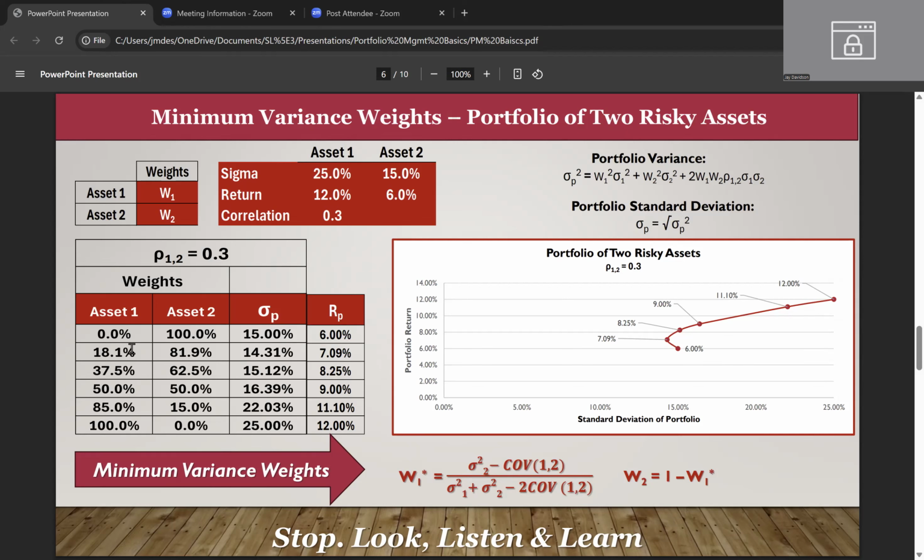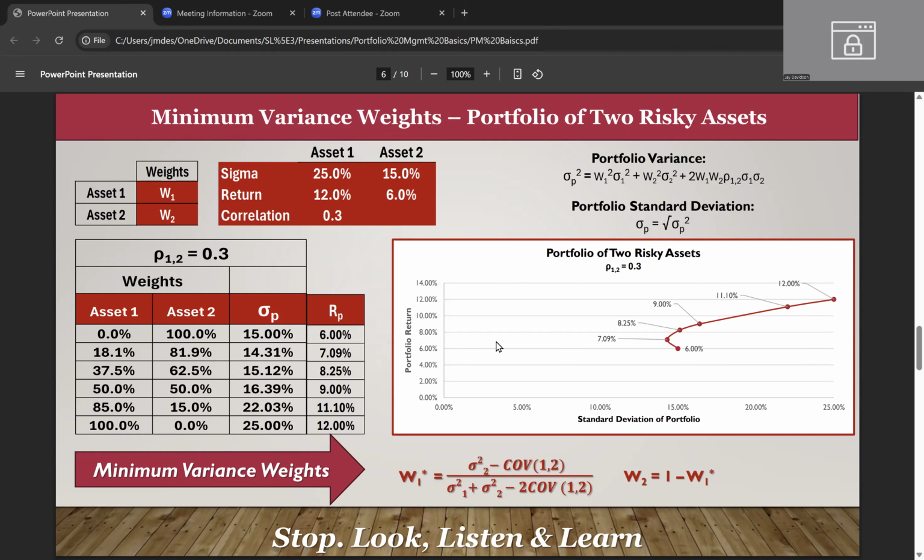And so you can top out at 100% here, in which case the standard deviation of the portfolio would be 25%, which makes sense because that's what the standard deviation of asset one is. And if the portfolio is invested solely in asset one, well, then it's going to have the same standard deviation that asset one has, right?